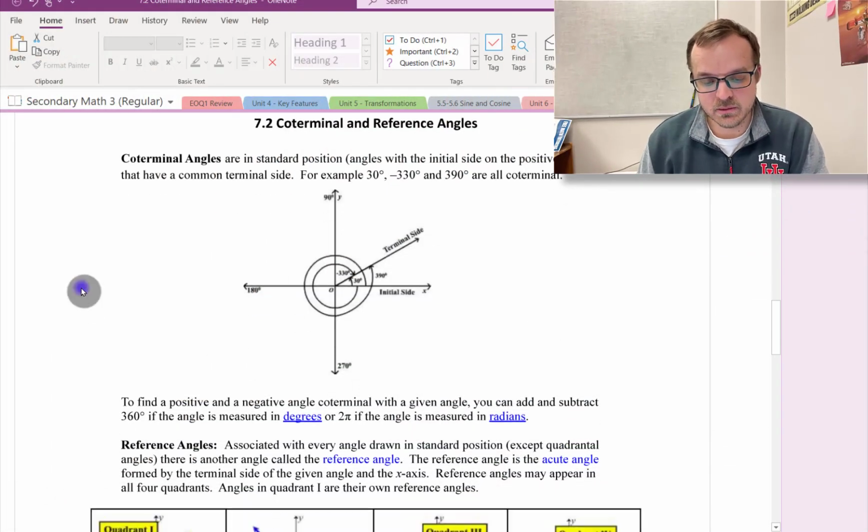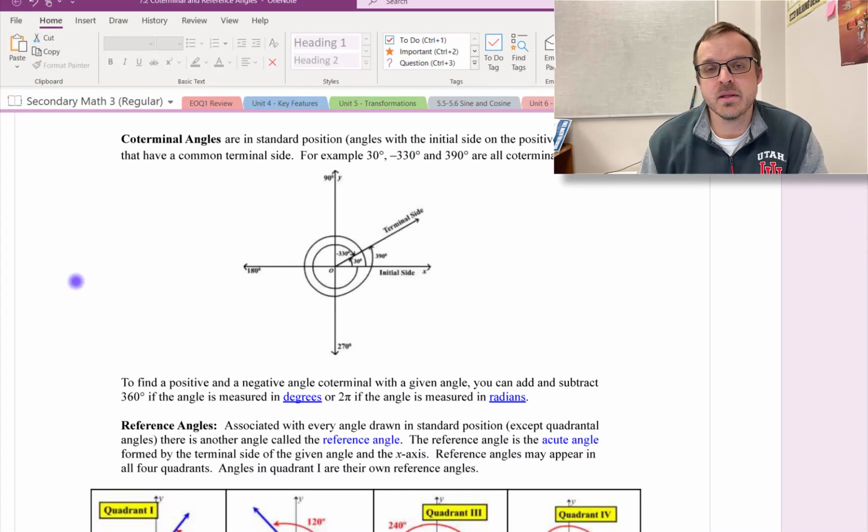Hey, so we're going to be looking over coterminal and reference angles today. We're going to go over those definitions really quick. I'll give you my little definition for it really quickly, some examples. We'll go through that, and then you guys can work on your assignments. But today, we're going to start off with some coterminal angles.